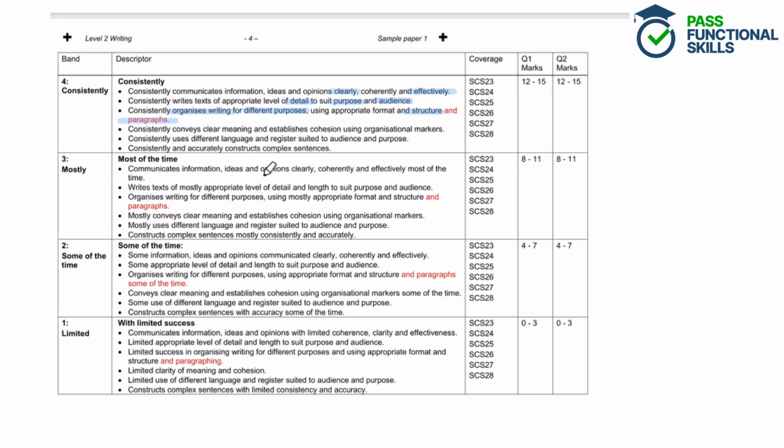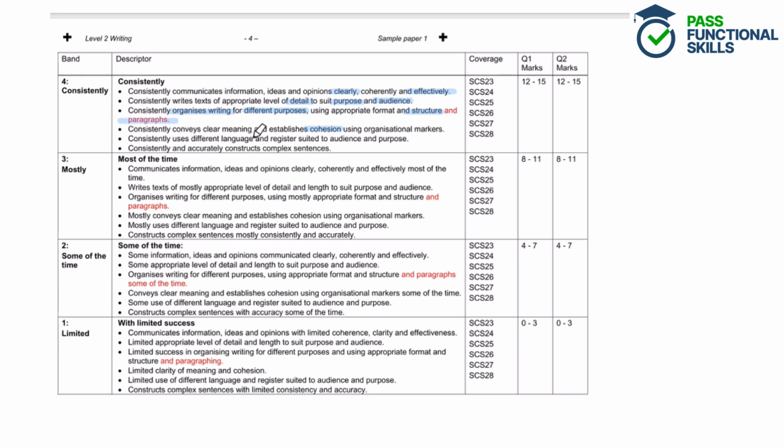Consistently conveys clear meaning and establishes cohesion using organisational markers. Well, you need to make sure that your writing is cohesive. That means that every one of your ideas joins up to something else that you've said. So linking your information and ideas together to make sure that the entire answer flows effectively.